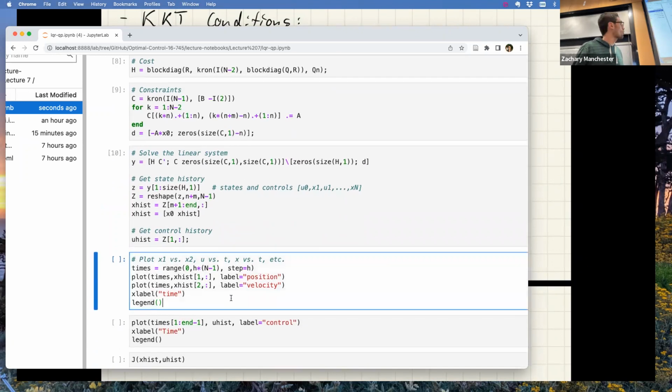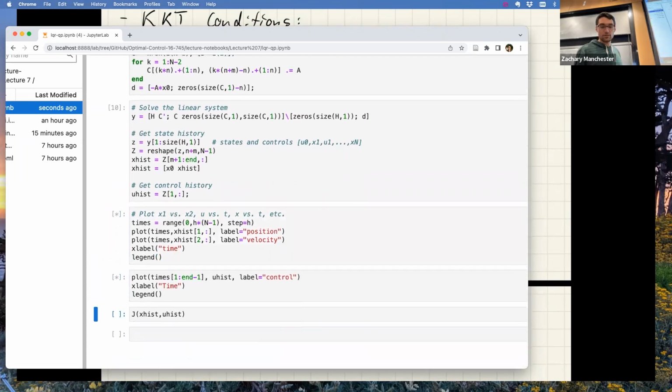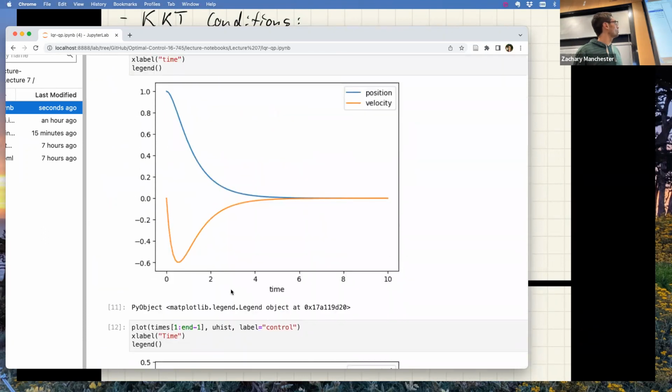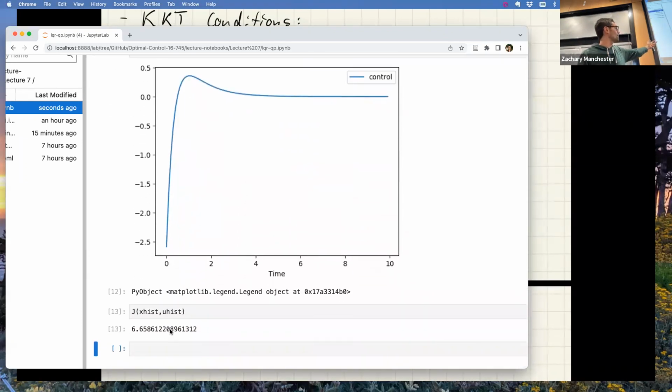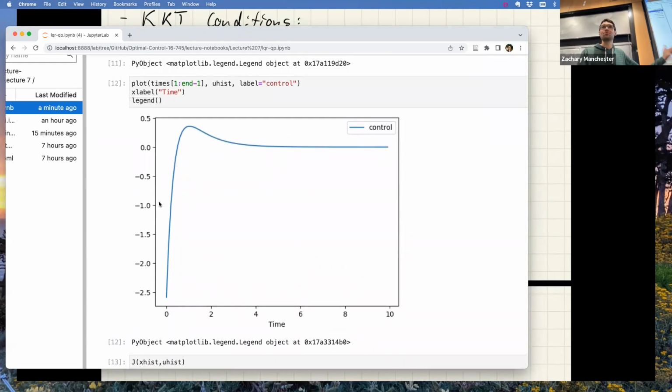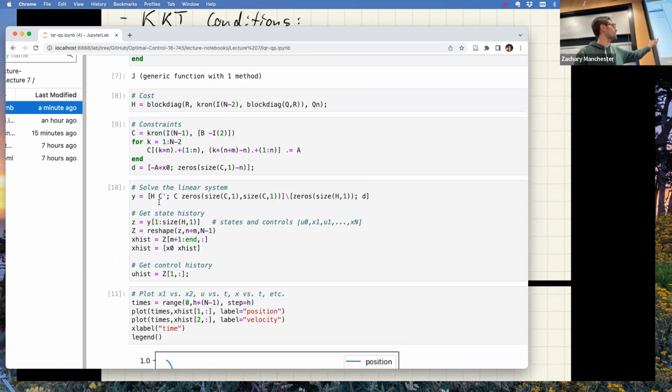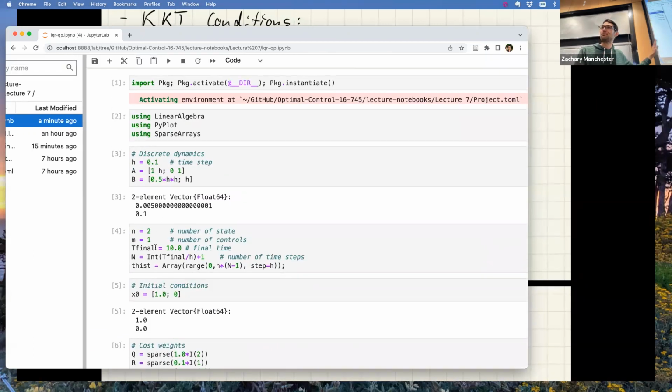I can plot everything. Look at the cost. Cool. So yeah, that looks exactly like what we just saw, and gets the right answer to way more decimal places than the shooting method. Awesome. Exact. Now we can go play with stuff, and this is going to work out a lot better because I can make this super big and it's going to be fine.